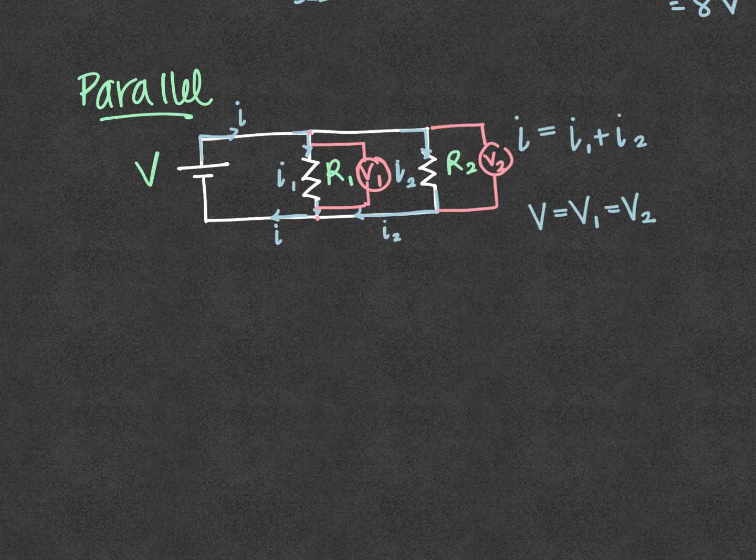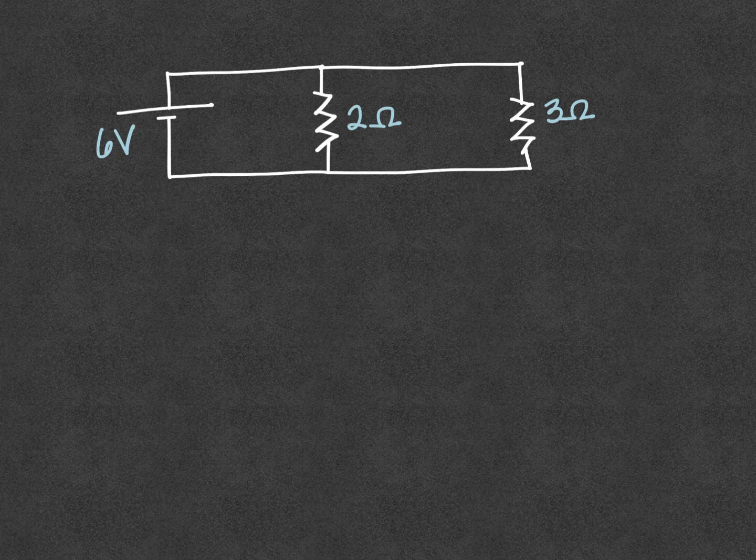Now let's look at an example where we are using the rules for parallel circuits to solve for the current and potential difference for each resistor. So let's say we have a 6-volt battery connected. In parallel is a 2 ohm resistor, and in parallel with it is a 3 ohm resistor.